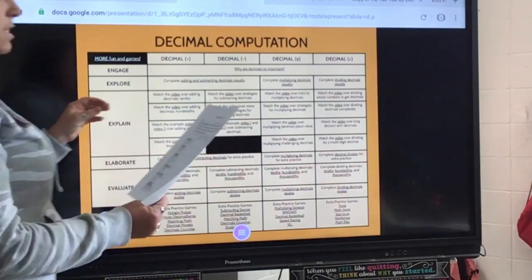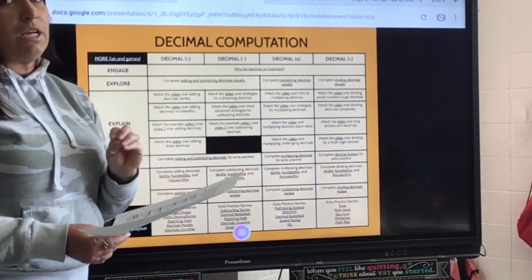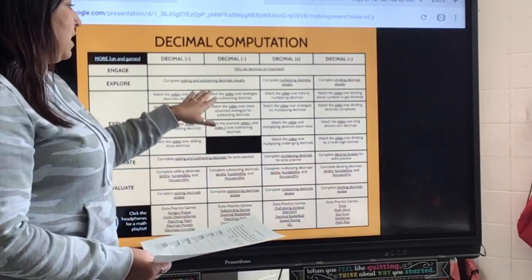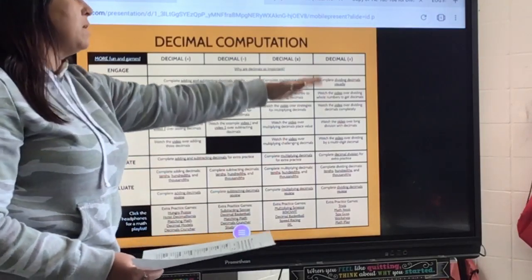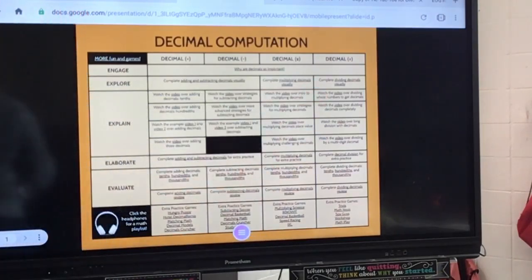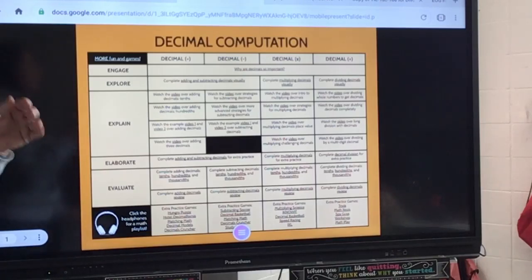For the Explore, it tells you that you have to pick 2 of the 3 things. So there's complete adding and subtracting, complete multiplying, complete dividing. This gives you the option to work on what you feel like you need to work on. So if you know that you kind of struggle with dividing, that's probably the one you should pick. And if you're like, well, multiplying I'm good with, let me just do the adding and subtracting. But you have to pick two, and you have to check off on here and tell me which two you did. Does that make sense? You're completing all this work that you have to complete in your notebook.